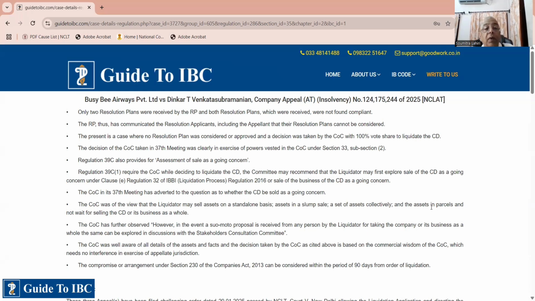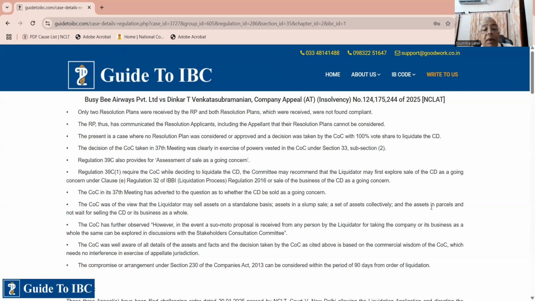Regulation 39C1 requires COC, while deciding to liquidate CD, the committee may recommend that the liquidator may first explore the sale of CD as a going concern, or under Clause E, Regulation 32 of IBBI Liquidation Regulations, or sell the business of CD as a going concern.